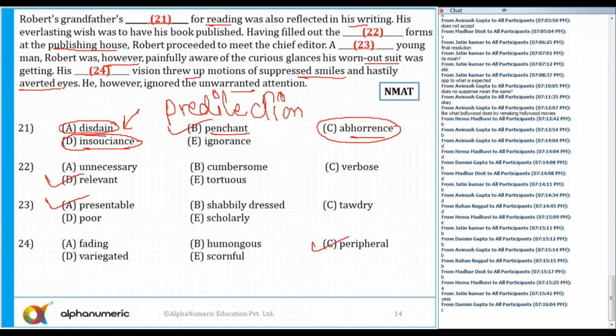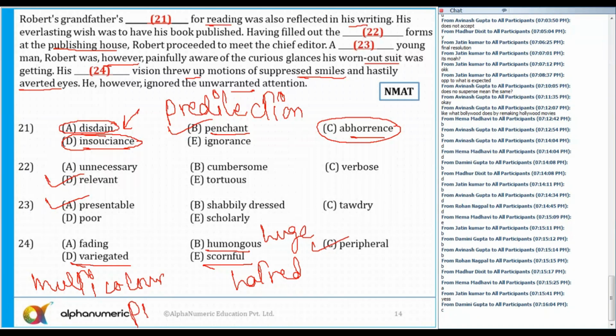Scornful means hatred. Variegated means multicolored. If something is variegated, it is multicolored. There are so many words for multicolored: pied, piebald. Why just use the word multicolored? Variegated, pied, piebald. All these are synonyms. Okay. Verbose, you already know. Verbose means wordy. We have discussed this word so many times.